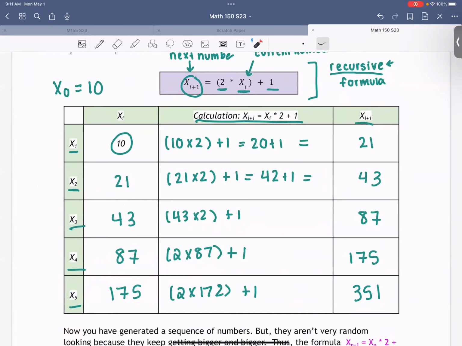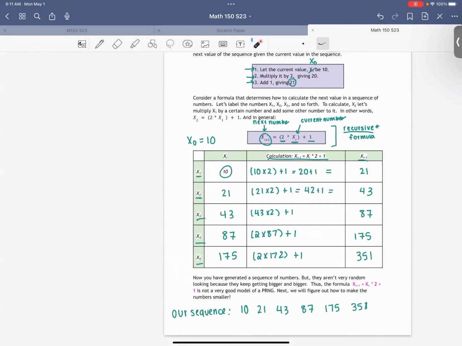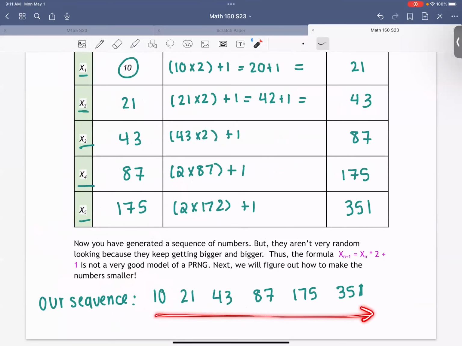Okay, well, we use that whole process to come up with a sequence of numbers, right? We started with 10. Our next number was 21, 43, 87, 175, 351, and so on. This became our sequence of numbers. So this is actually how computers generate random numbers.